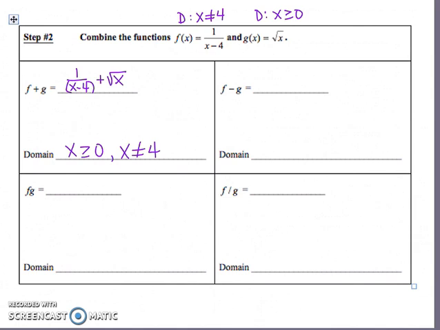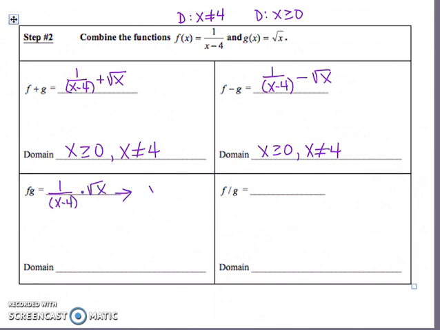F minus g is going to look very similar. You're going to have 1 over x minus 4 minus the square root of x. Again, I'm not going to worry about creating a common denominator and simplifying that further. You certainly could. Your common denominator would be x minus 4, and then you'd have to multiply the square root of x by x minus 4, so we could certainly combine them here. But again, our domain is going to be x must stay greater than or equal to 0, and x cannot equal 4.